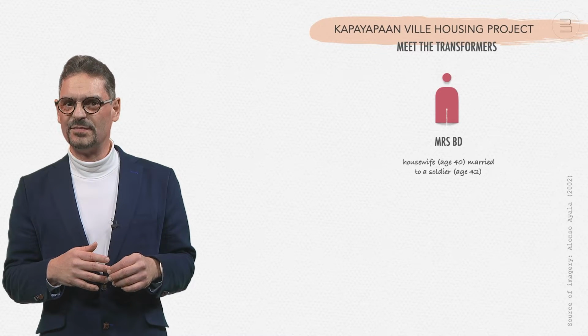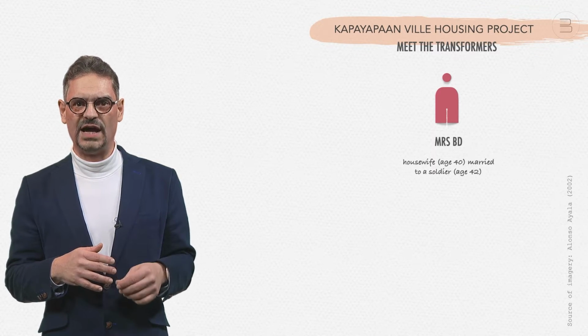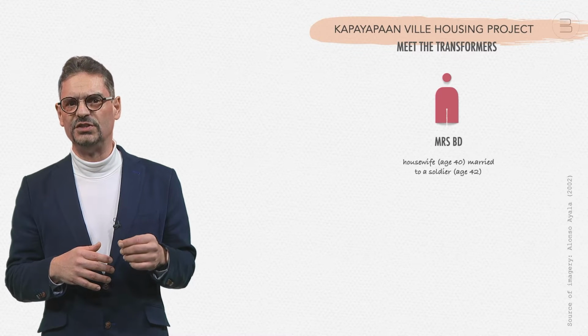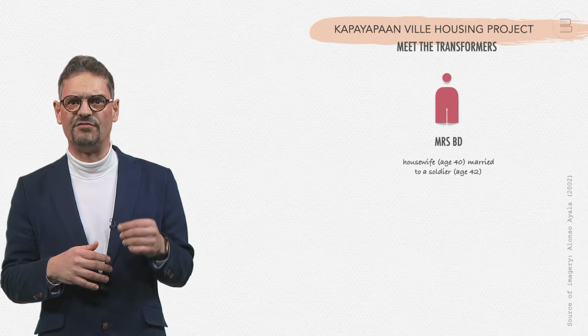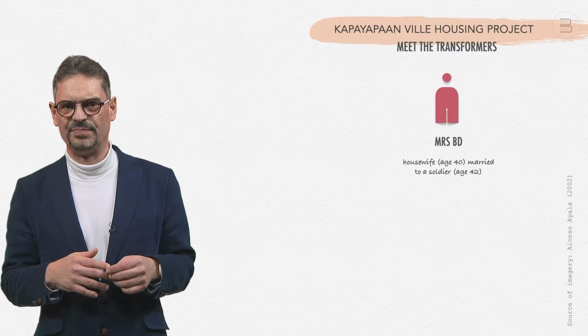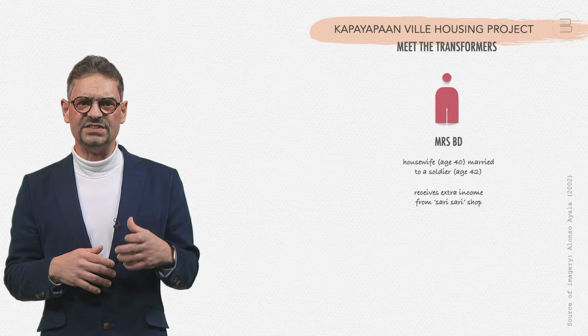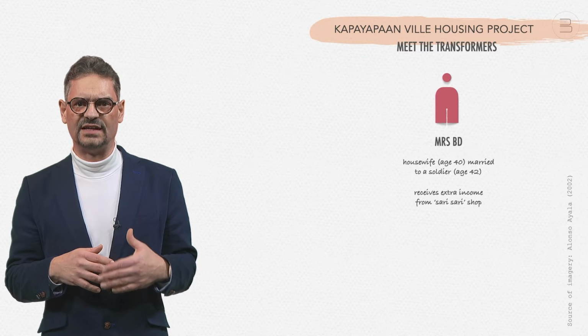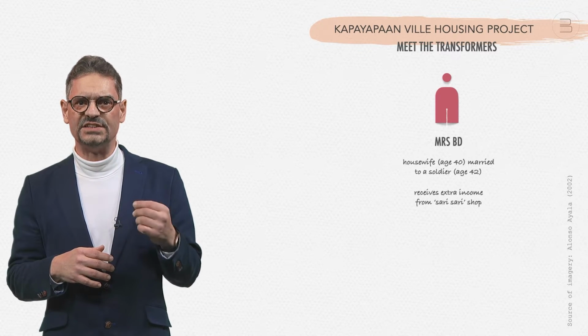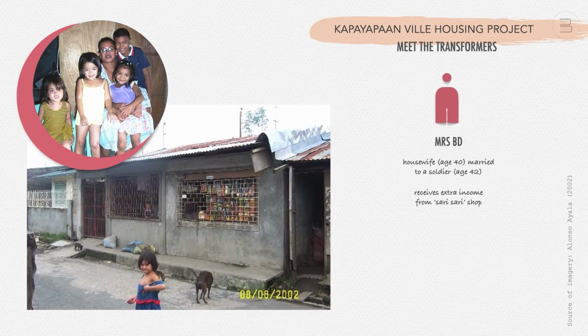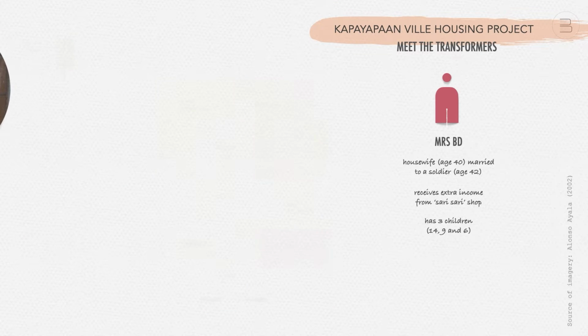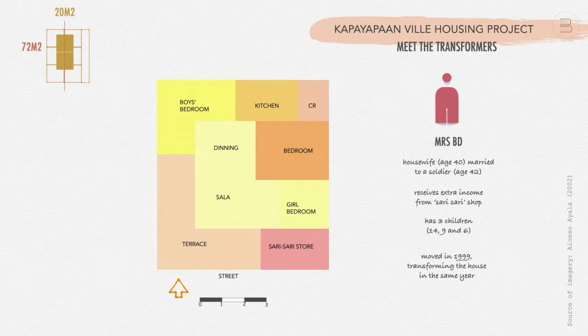Mrs. B.D. was a 40-year-old housewife married to a 42-year-old soldier earning around $130 per month. She got additional income from her sari-sari store, which is a kind of home-based business that sells goods. She had 3 children, 2 boys and 1 girl. She moved in 1999 and transformed her house the same year to accommodate her children, have a sari-sari store, and relocate both kitchen and toilet.